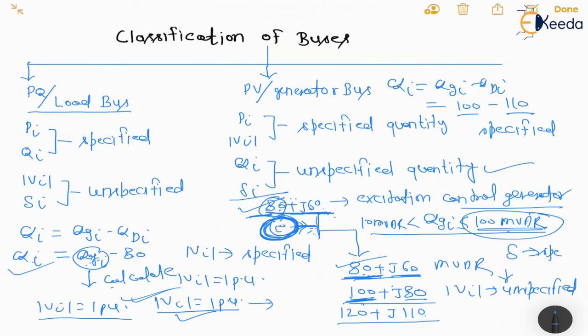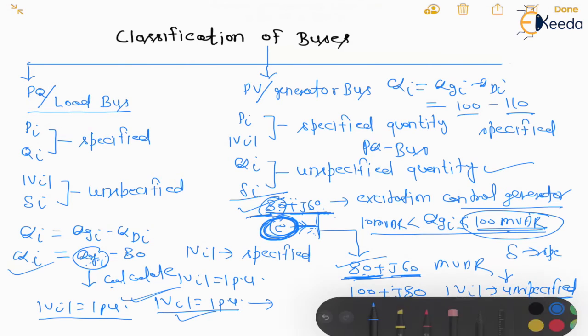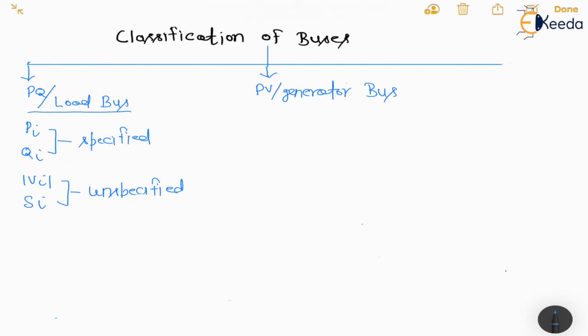Now we need to discuss one thing: if there is a violation of the reactive power limit, then the reactive power Qi value will be specified, and Vi we need to calculate. Vi being calculated means this bus will become a PQ bus. There is a difference between a PQ bus and a load bus, and I am going to tell you.